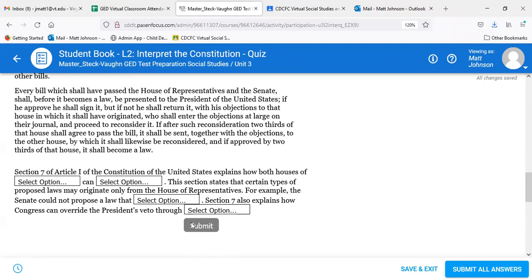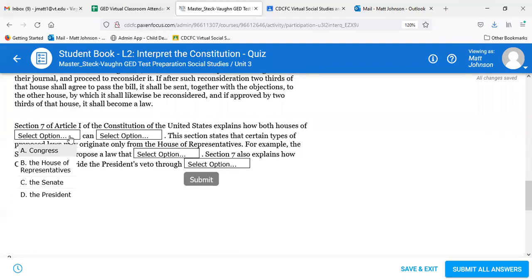Section 7 of Article 1 of the Constitution of the United States explains how both houses. Can you please click on the box for me? You see it? Can you please click on the box? Yes. Can you see it? Yeah, I can see it. Okay. Congress.